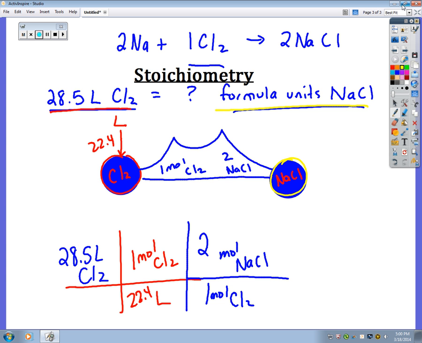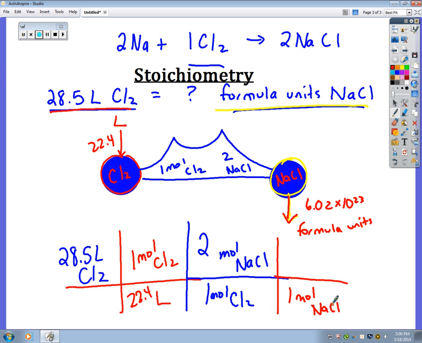Okay, what's the next step? The next step is to go down. Right here. And that's not a good color, is it? So, I'll use red. There you go. Here I pass by 6.02 times 10 to the 23rd. And that takes me down to formula units. So, in 1 mole of sodium chloride, we're on a mole map, we go to 6.02 times 10 to the 23rd formula units.